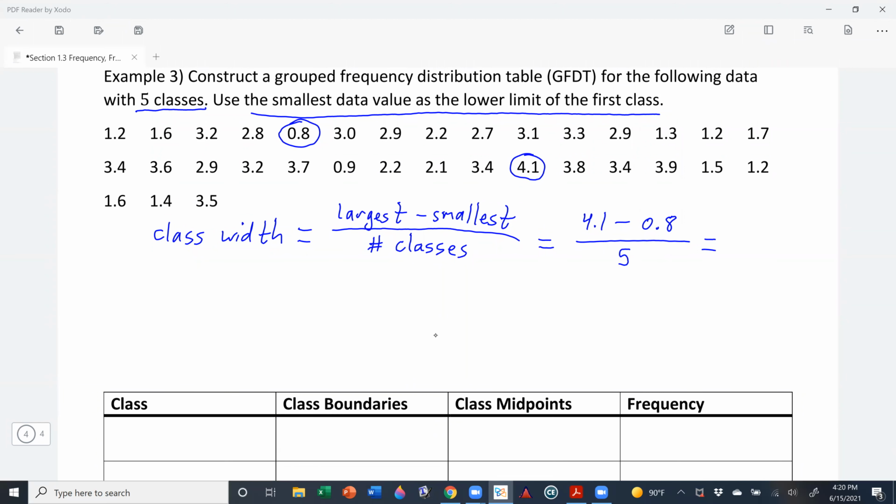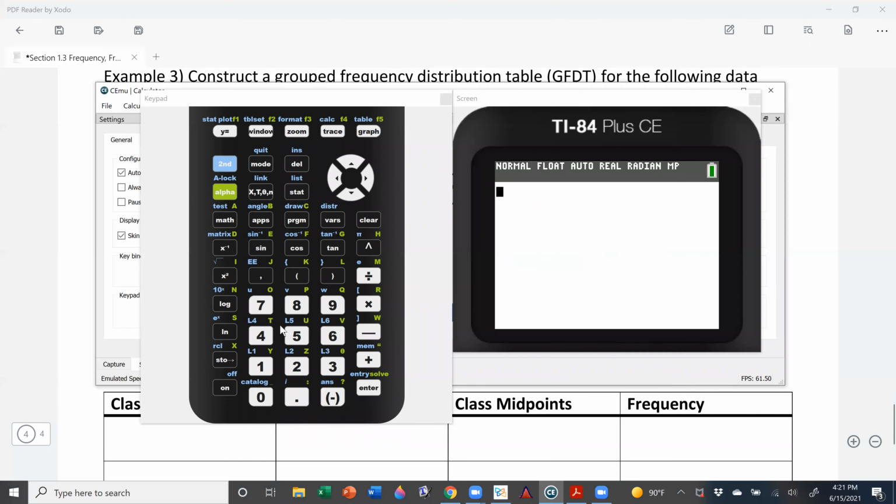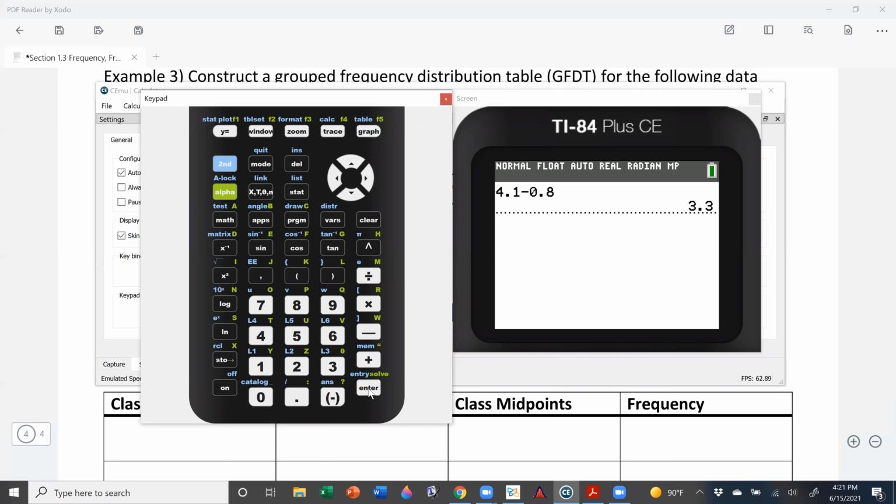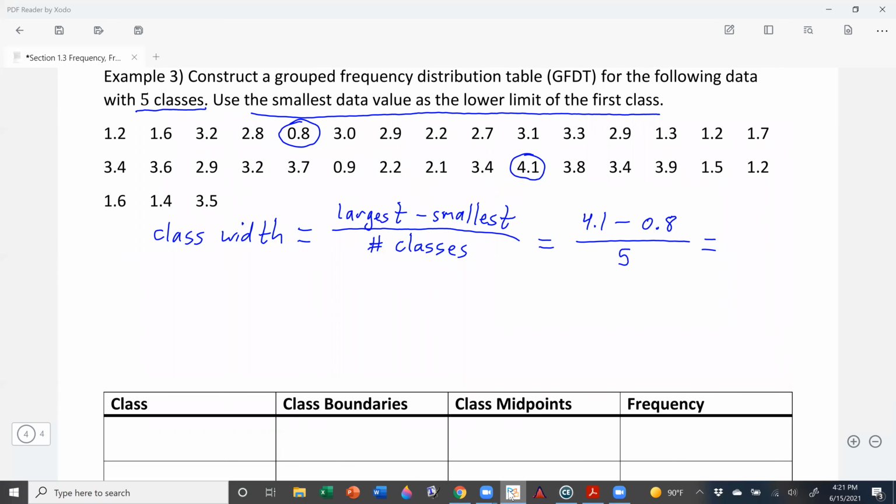Okay, so I'll type this into the calculator and be a little bit careful, because it's a common mistake to enter this into the calculator incorrectly. So I want to display how I would write that: 4.1 minus 0.8. And then before I divide by 5, I want to press enter, because if I just type divide by 5 in the first place, the calculator thinks that I would only be dividing the 0.8 by 5. So now I press divide by 5, and I get this 0.66 number.